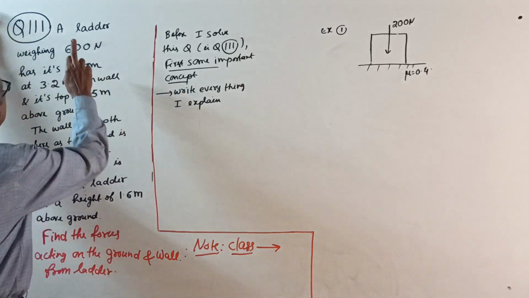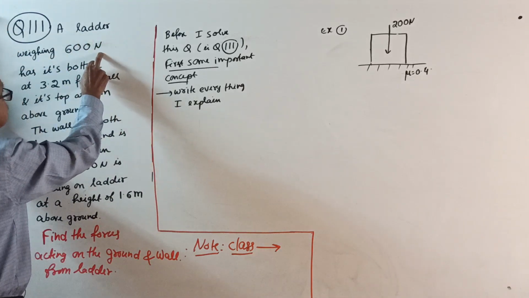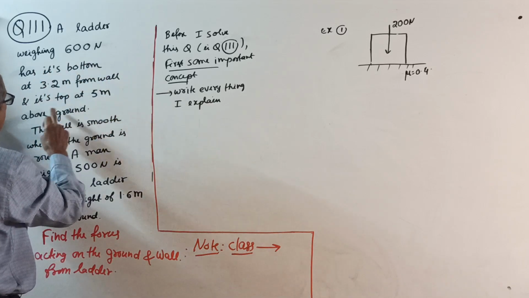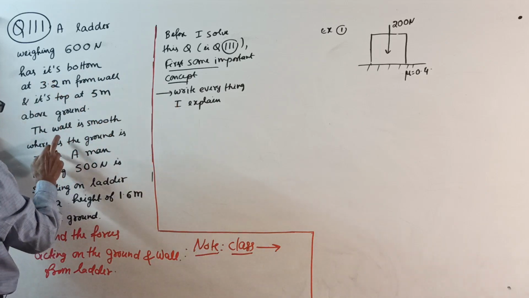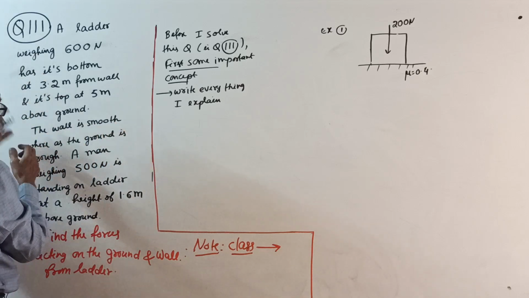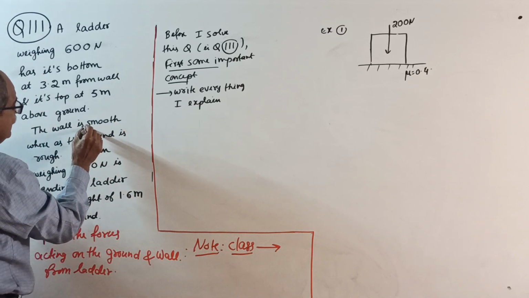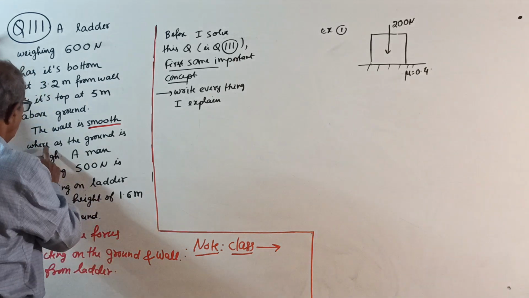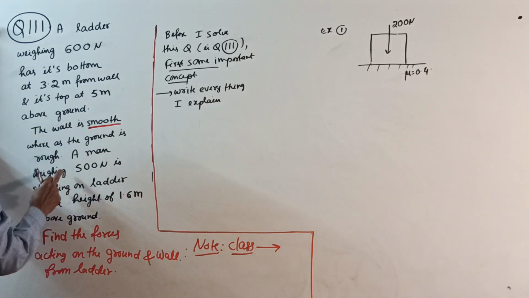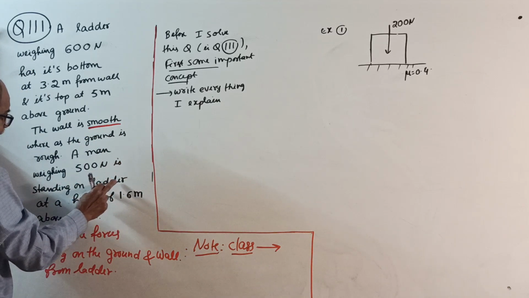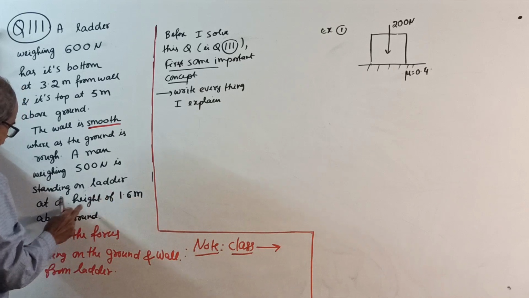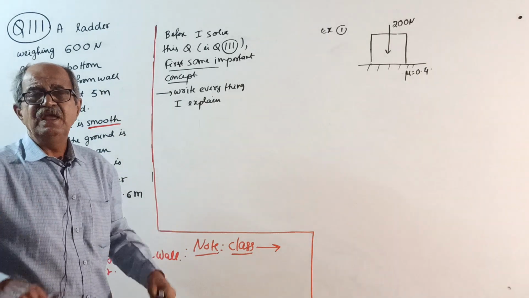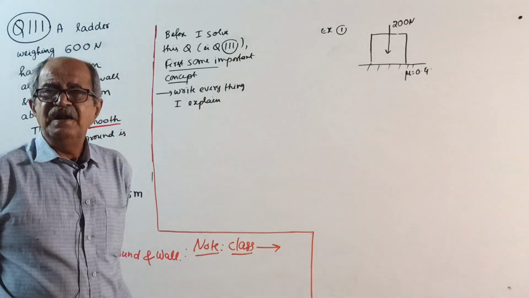See, a ladder weighing 600 Newton has its bottom at 3.2 meter from the wall and its top at 5 meter above the ground. This I will put later. The wall is smooth, very important. If it is not smooth, we cannot solve this question. I will tell you later. Whereas the ground is rough. A man weighing 500 Newton is standing on the ladder at a height of 1.6 meter above the ground. The ladder is stable, understood.